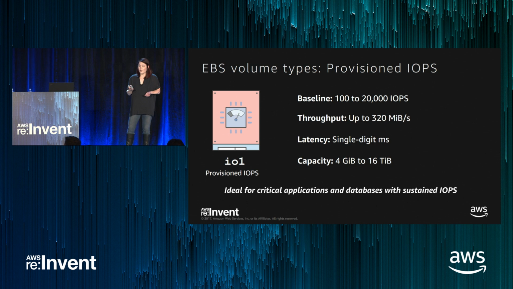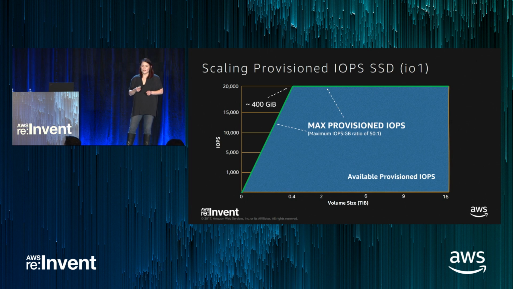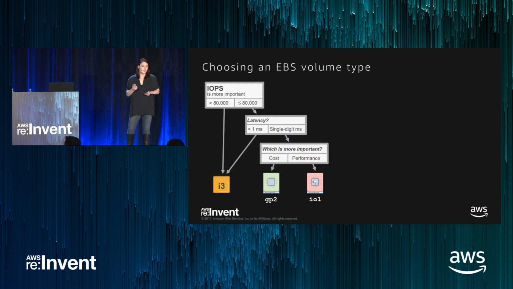Where that is relevant is if you've got a critical database that really relies on latency consistency and IOPS consistency, that's the time when you want to look at using IO1. It also scales pretty quickly. At 400 gigabytes, it meets its maximum per volume IOPS of 20,000, and that's because it has a 50-to-1 IOPS to GB ratio, which makes it great for small, hot data sets.